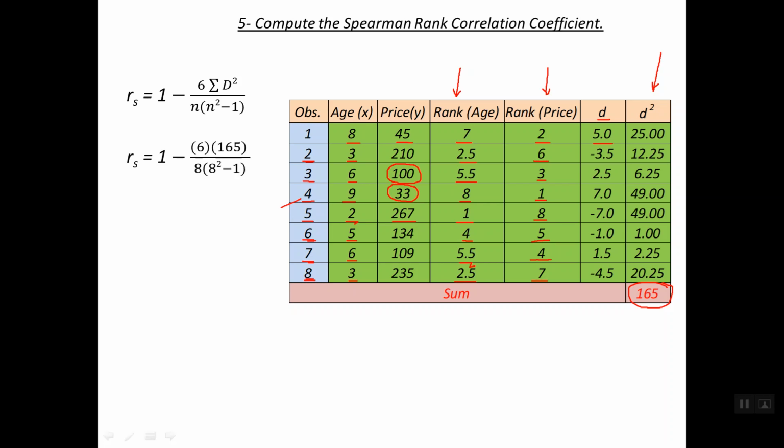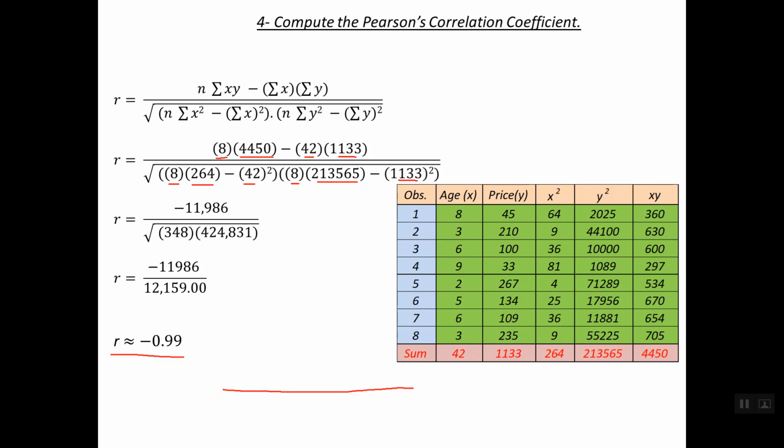So now we can simply substitute. This is constant. This is the sum of D squared, 165. The number of observations n is 8, multiplied by n squared minus 1, 8 squared minus 1. So you can simply compute the final value of the Spearman correlation coefficient to be minus 0.96. If you compare this value with the Pearson coefficient, they are close to each other, with a difference of 0.03.